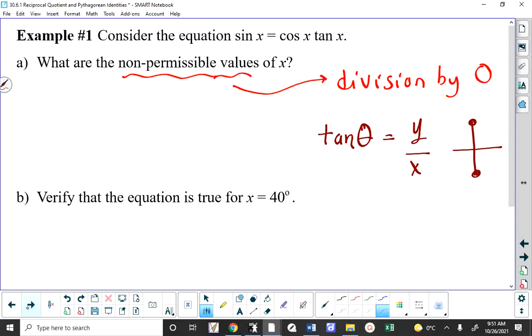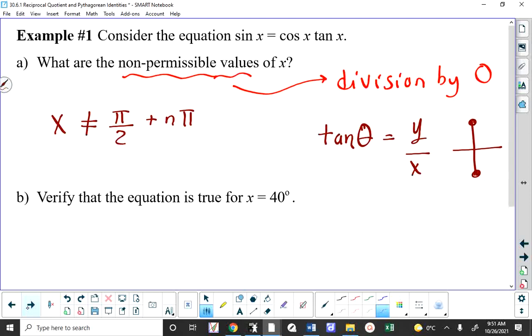This means that tangent at pi over 2 is not defined, because at pi over 2, it would be the y coordinate divided by 0. And at 3 pi over 2, it's not defined. And these two are separated by pi radians, so really we can write the non-permissible values: x is not allowed to be pi over 2 plus multiples of pi. By the way, these are your locations of the asymptotes on the tangent graph that we talked about, that weird, goofy graph.